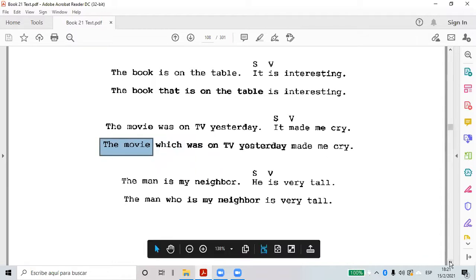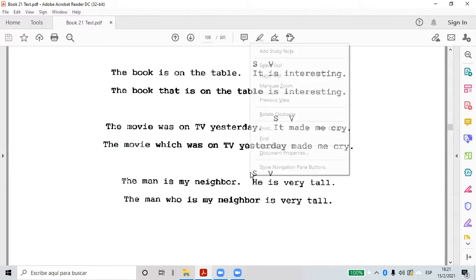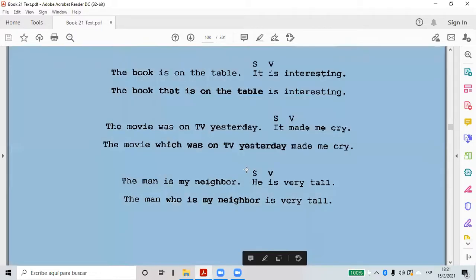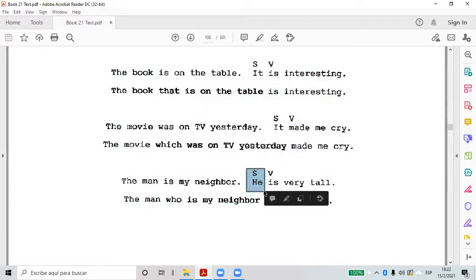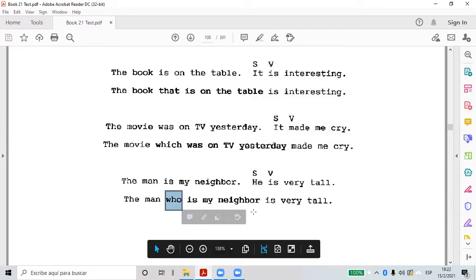Another example: the man is my neighbor. He's very tall. He refers to what? The man. The man, okay? So who must follow the man, okay? The man who is my neighbor is very tall.